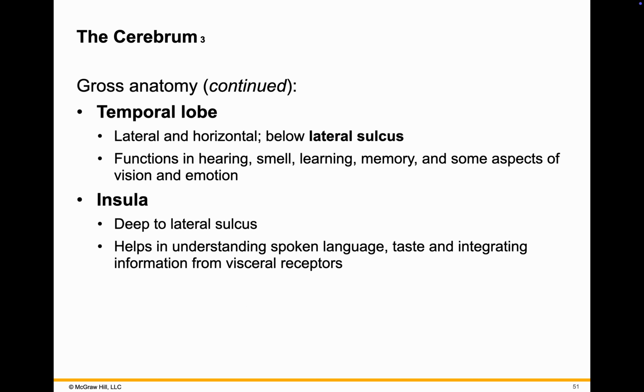The temporal lobe has a lateral and horizontal sulcus. Below the lateral sulcus, it functions in hearing, smell, learning, memory, and some aspects of vision and emotion. And then the one that is not named for a bone is the insula. It's deep to the lateral sulcus, and it's important in understanding spoken language. It gives us information about whether we like something as far as taste goes, or also whether we're being cheated. It gets information from visceral receptors.